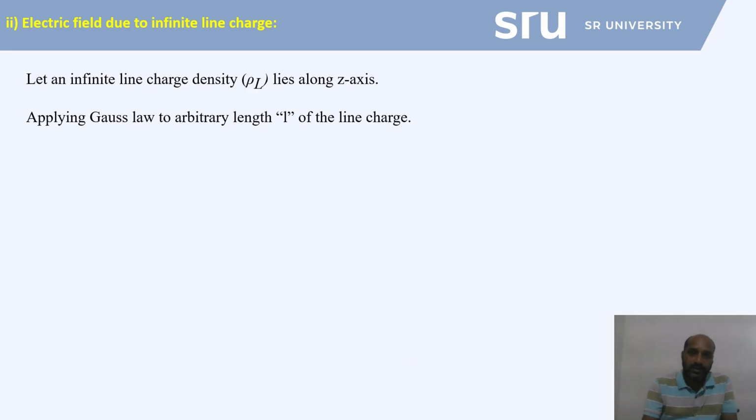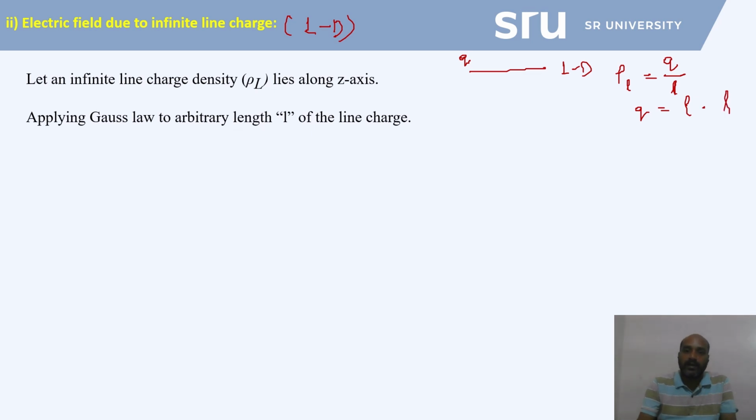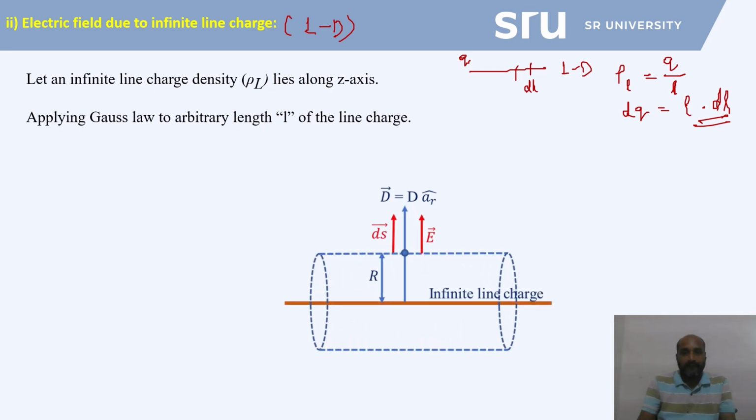Now we will try to do that for a one-dimensional charge distribution, a line charge. If this is a line and the total charge is Q, then the charge density will be rho L, the total charge per unit length. Because this is a one-dimensional wire, we should not take volume, we should take only L. So this Q will be equal to rho into L. If you select a small segment dl, then the charge will also be dq, right?